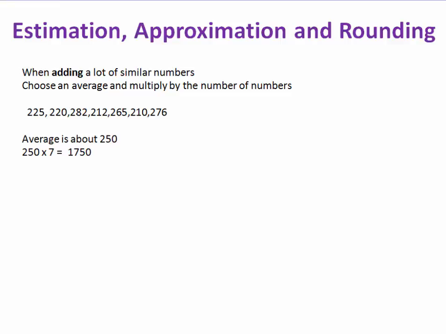If we're adding a lot of numbers that are similar, then we can look at the numbers and get a rough average. So here we've got 225, 220, 282, 212, and then these larger numbers again, 265, 270. So roughly the average is about 250. So 250 multiplied by how many numbers are there? 1, 2, 3, 4, 5, 6, 7. 250 times 7 is 1,750. So the sum of these numbers, as an estimation, is 1,750.